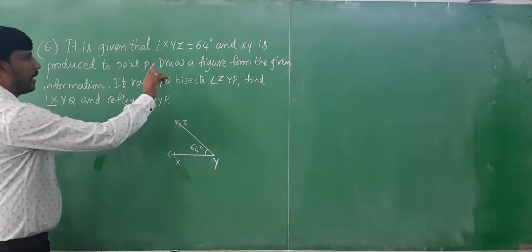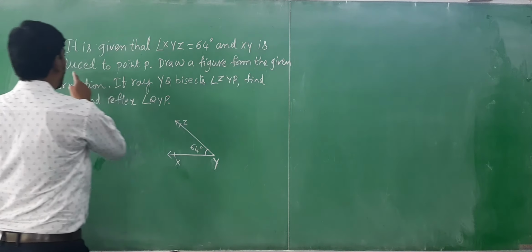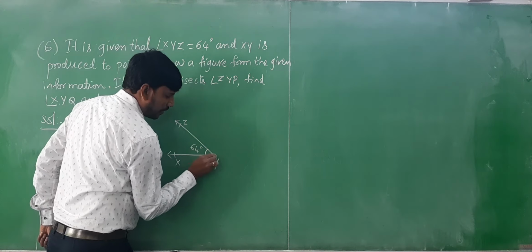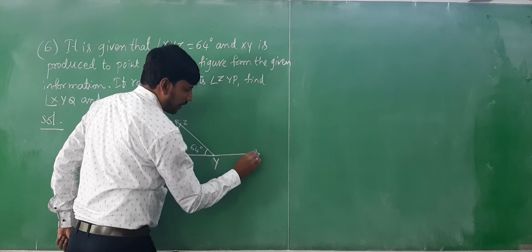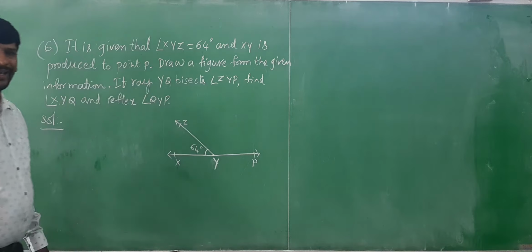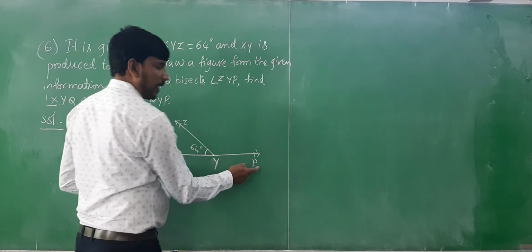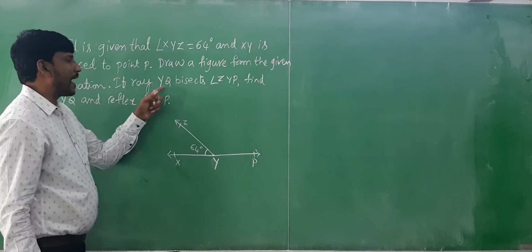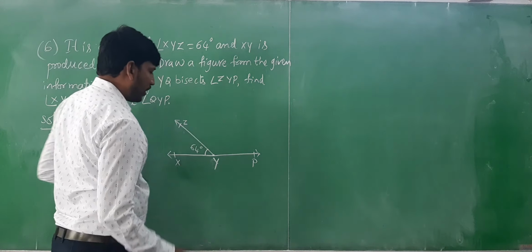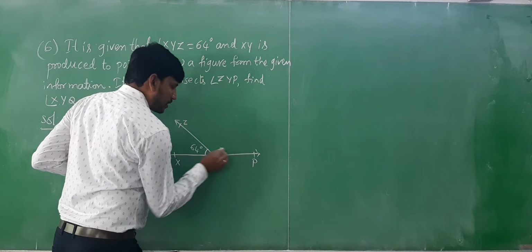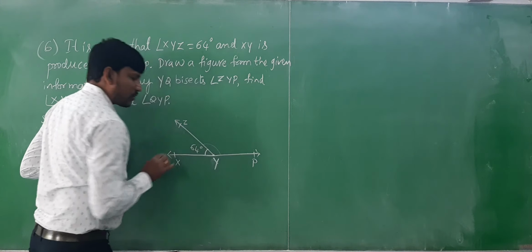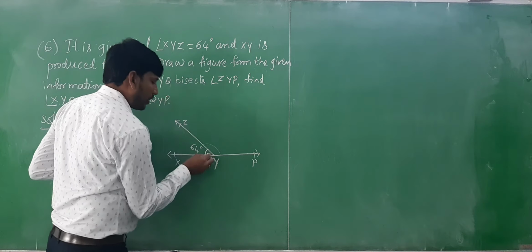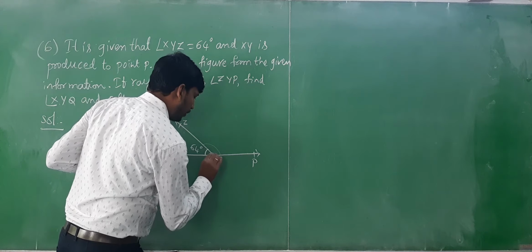Clear? And next, XY is produced to point P. Produce means extend the line up to P here. XY is produced to P. Now this is the diagram. Now if ray YQ bisects ZYP, this total angle ZYP is bisected by one more ray, that is YQ. Here I am going to draw that.